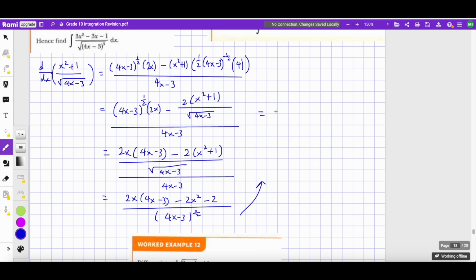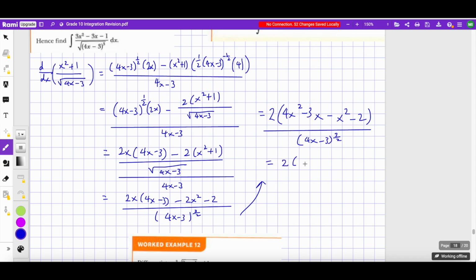So we will have, okay, let's see if we have any common factor. We have 2 as a common factor, we factor out 2. So let's see what we have. 4x squared minus 3x minus x squared minus 2. All right, whole thing over 4x minus 3, power 3 over 2. All right, I think we can finish this up already.